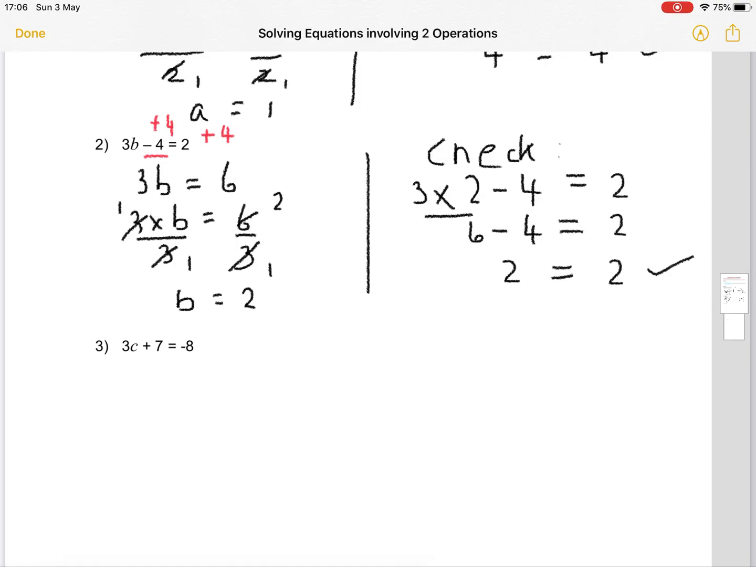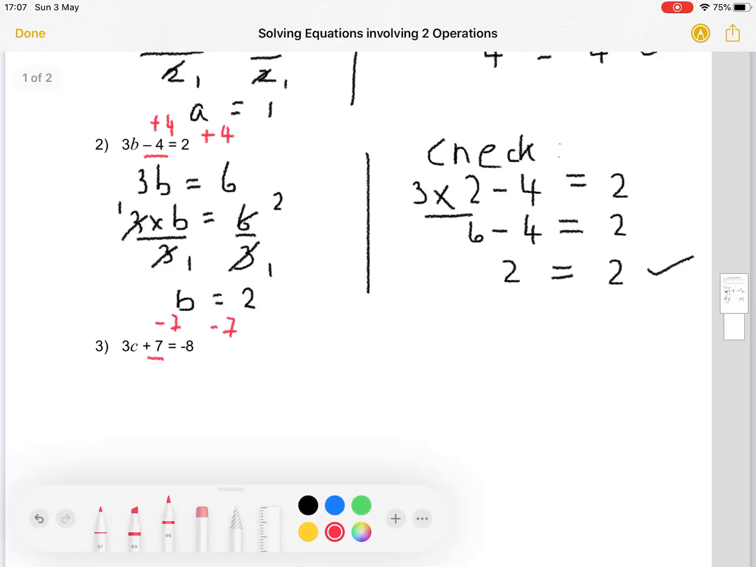Now we have the third one, the third example, 3c plus 7 is equal to negative 8. We must bring the c on its own. So we must remove the number term first, the plus 7. To remove the plus 7, I subtract by 7 both sides. I end up with 3c on the left. Now on the right I have negative 8 minus 7.